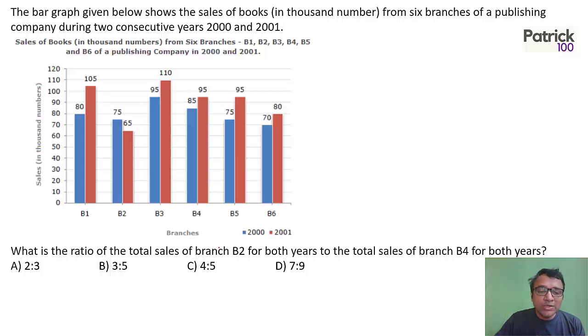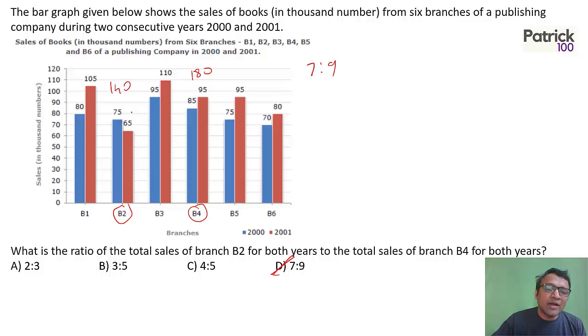What is the ratio of total sales of branch B2 to the total sales of branch B4? So this is comparatively easy. You have to just find the average or the total. Here total is 140. Out here total will be 180. If you remove the ratio, it becomes 7:9. 70:90, which is 7:9. D option.